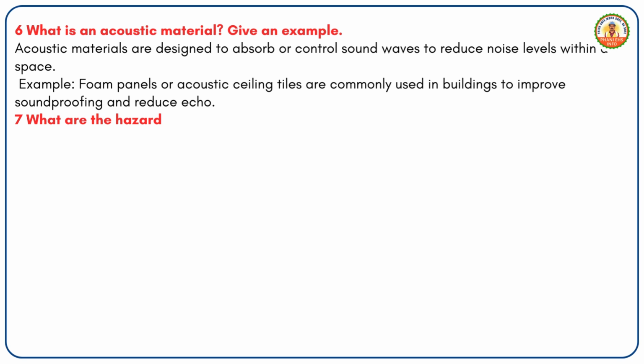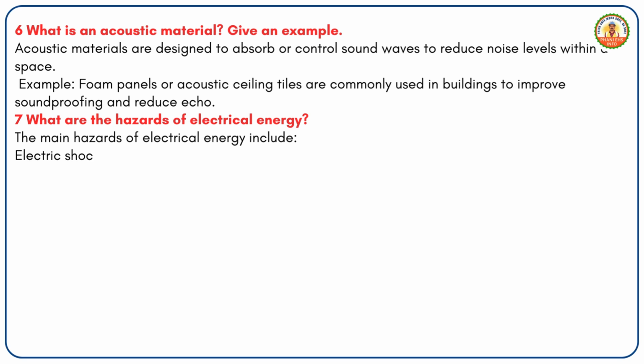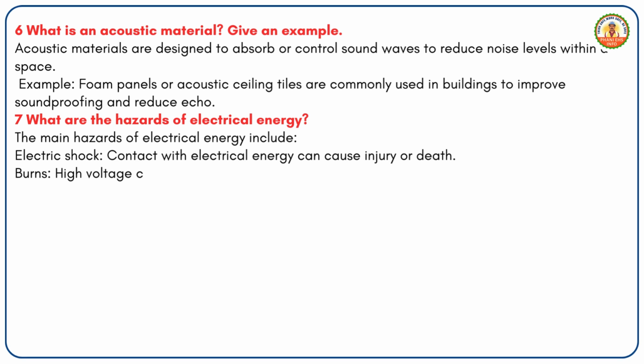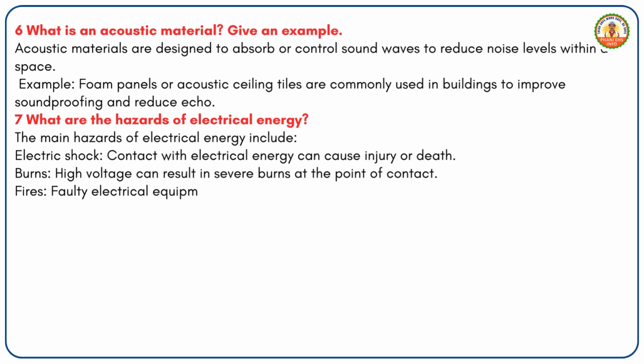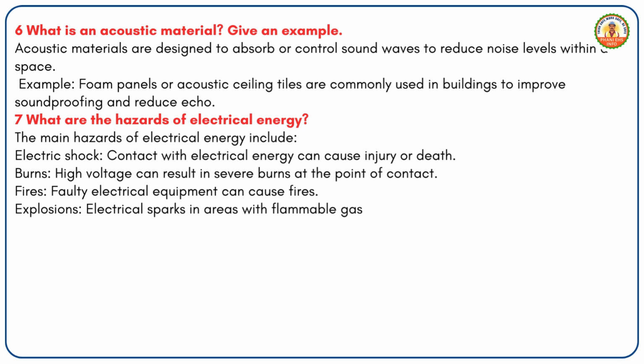7. What are the hazards of electrical energy? The main hazards of electrical energy include electric shock. Contact with electrical energy can cause injury or death. Burns. High voltage can result in severe burns at the point of contact. Fires. Faulty electrical equipment can cause fires. Explosions. Electrical sparks in areas with flammable gases or vapors can lead to explosions.